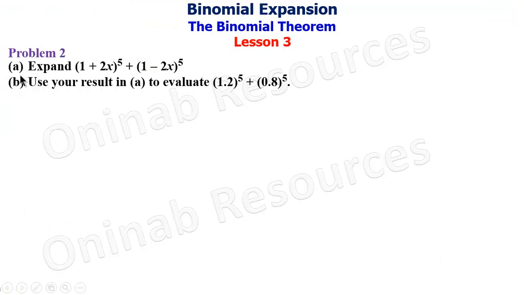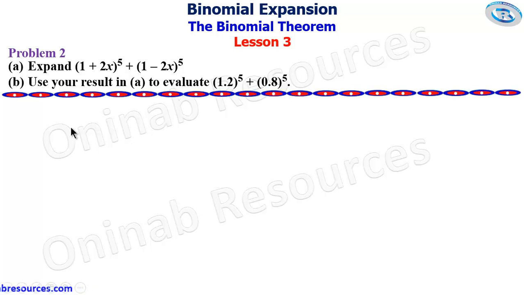We have problem 2a. Expand (1 + 2x)^5 + (1 - 2x)^5. B. Use your result in A to evaluate 1.2 raised to power 5 plus 0.8 raised to power 5. So we are going to expand this positive part because the difference between this and this is just the sign. Expand the positive part first, then we apply the negative appropriately thereafter.